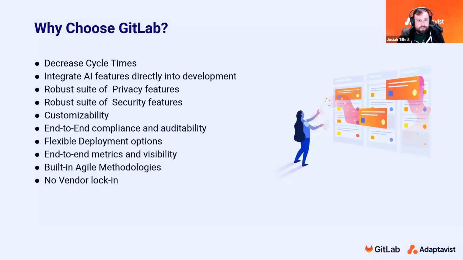GitLab is built from the ground up with agile methodologies. So if you are already in agile, that's great news. You are ready to go. And then finally, with GitLab, there is no vendor lock-in. So if you have any concerns about whether or not you want to be hosting your GitLab platform on AWS, on Azure, Google Cloud, maybe even locally hosted on the rack in your office, GitLab can support all of that just great.